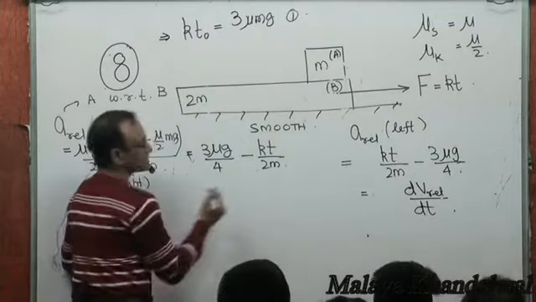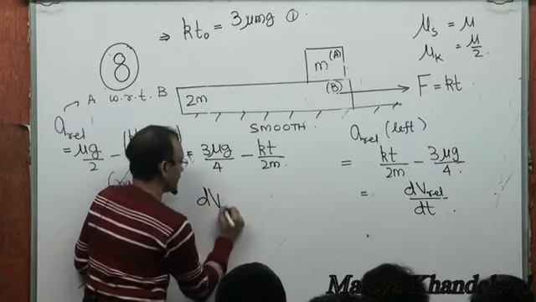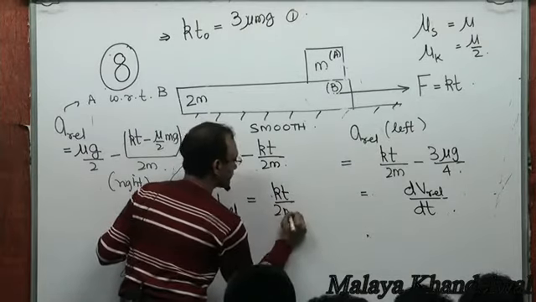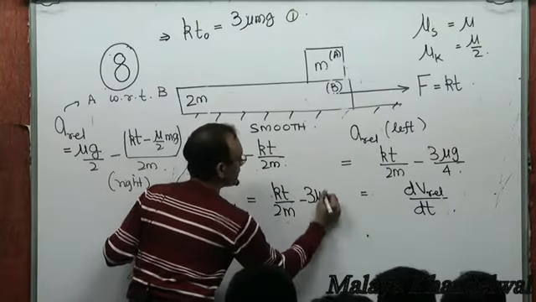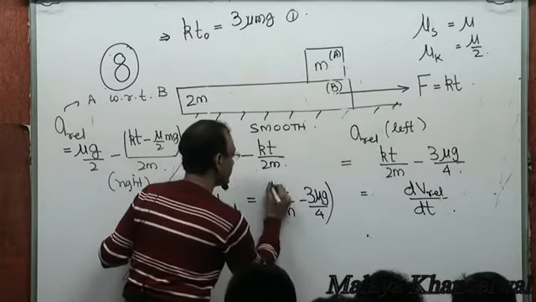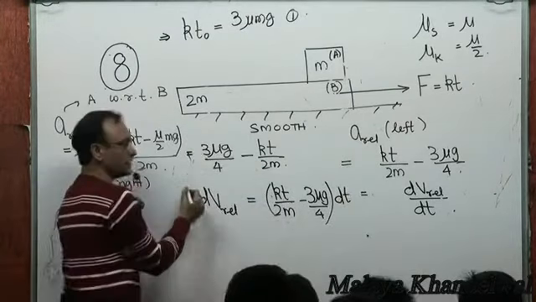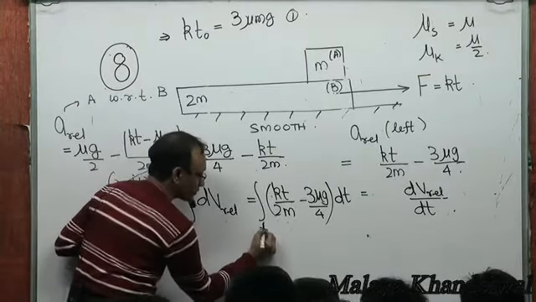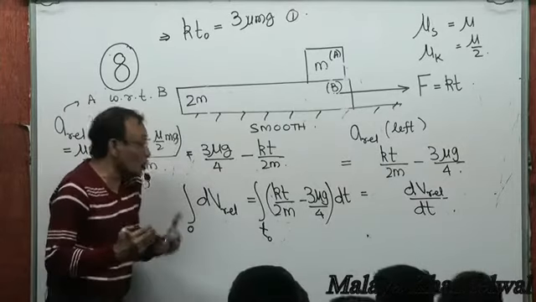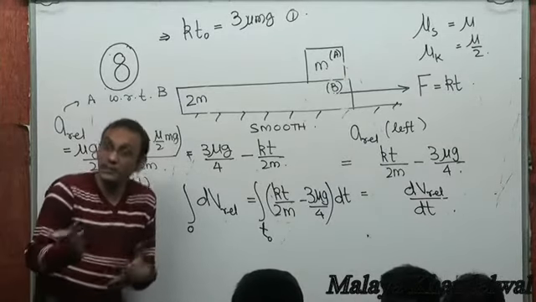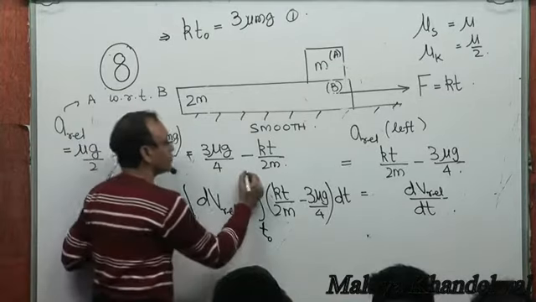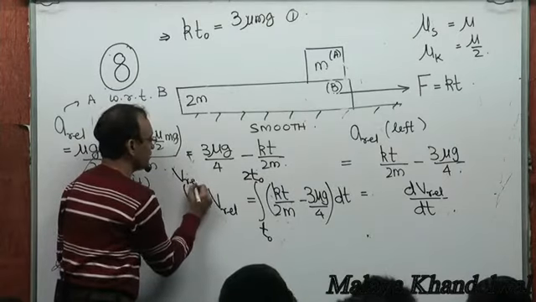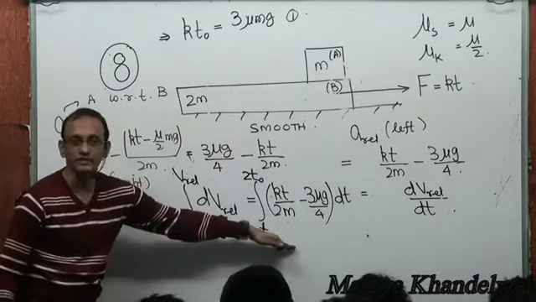Very simple, because do you realize dVREL is kt by 2m minus 3 mu g by 4 dt? Integrate both sides. At t equal to t naught, relative velocity was 0, right? At t equal to t naught, common acceleration, maximum common acceleration, right? At t equal to 2t naught, VREL becomes, say, VREL. So I want to find this VREL, which is easy to obtain. Yes or no?